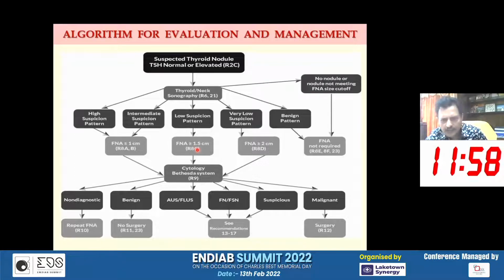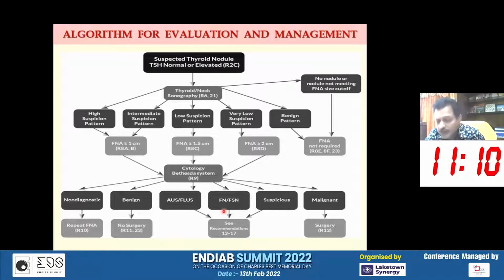Then after the FNAC, especially if your suspicion is high and the size is more than 1.5 or 2 centimeter, we should look at the cytological evaluation. And cytological evaluation should be done on the basis of the Bethesda system, and it will tell us whether the patient has got a malignancy or not. Then the patient will go directly to surgery, or the result is benign, where many patients will not require surgery, or non-diagnostic, when a repeat FNAC is required, or there may be a highly suspicious lesion, when many patients will require surgery, or there may be an intermediate variety, the follicular lesions.